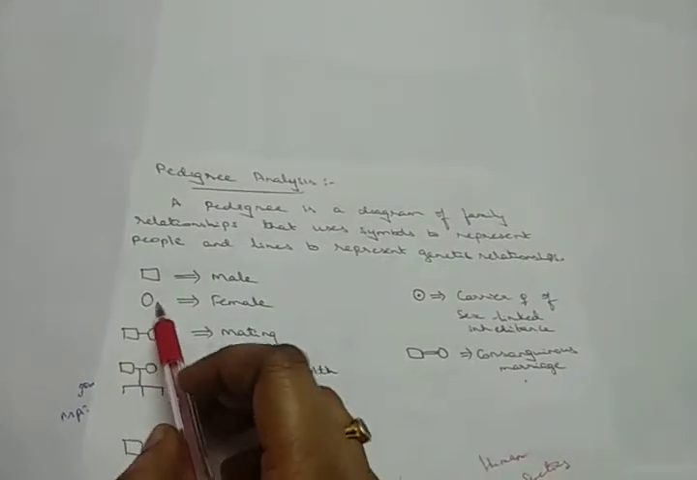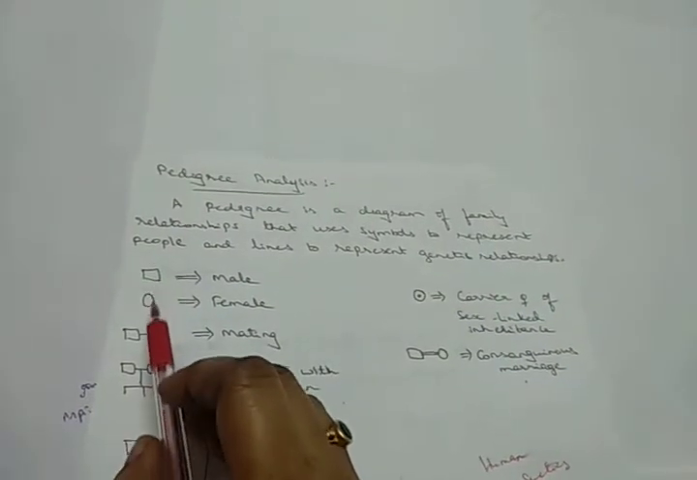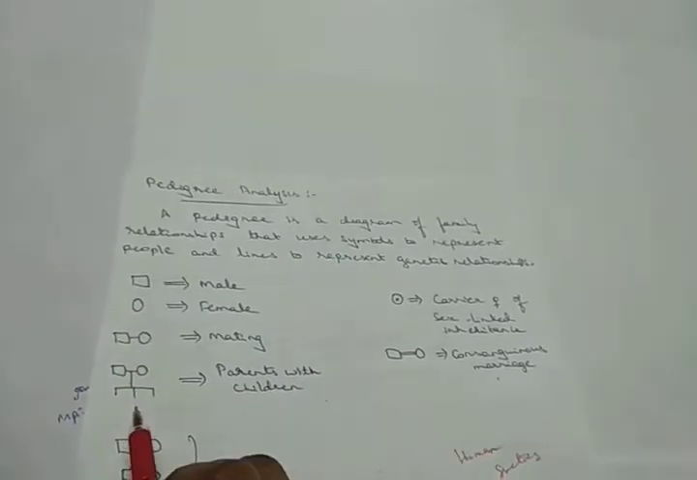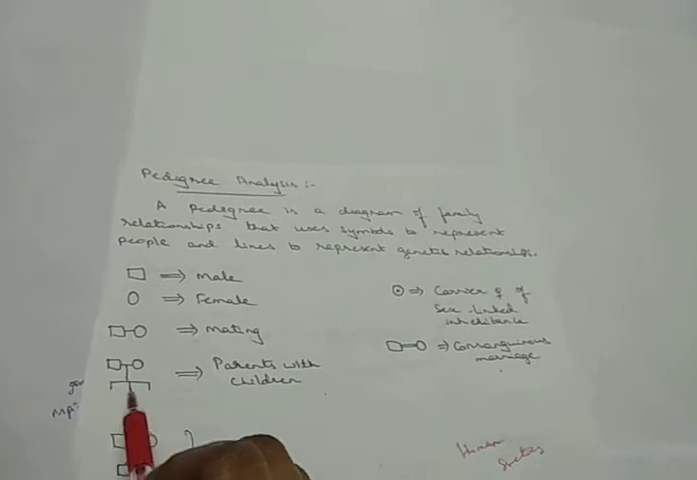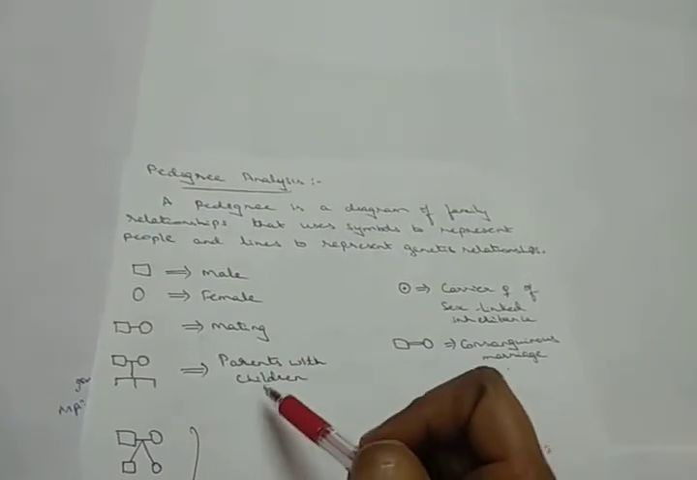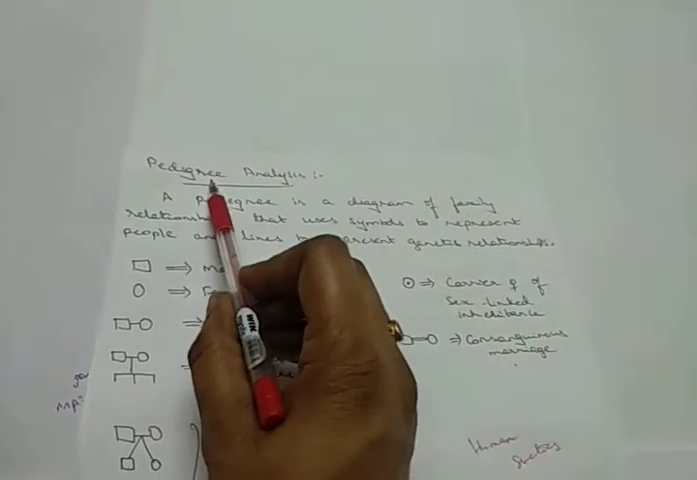You can see here the presence of symbols, and these symbols give a link between them. These links tell you the relation between one individual and another individual, and that is called a pedigree.